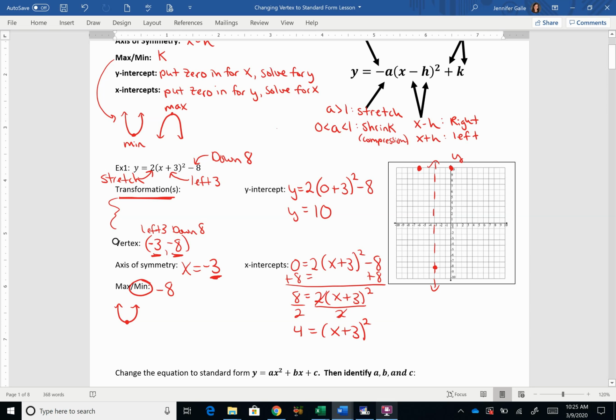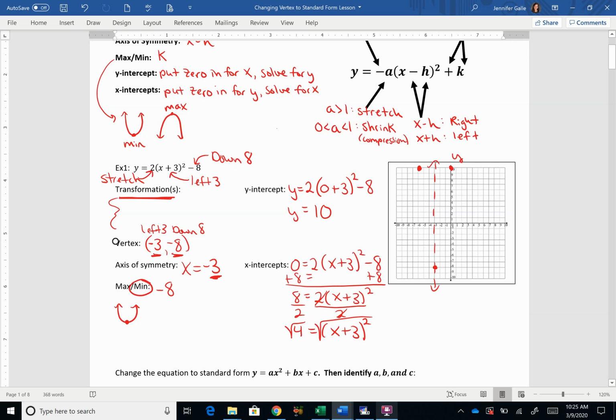Now again, like I said, do I have any questions to this point before we go on? Maybe what do you think we're going to do next? Square root. To undo that square, guys, we're going to square root both sides.